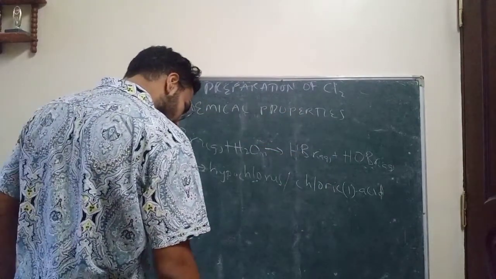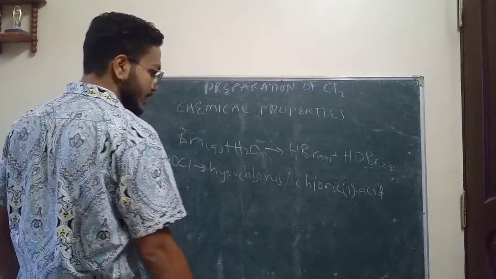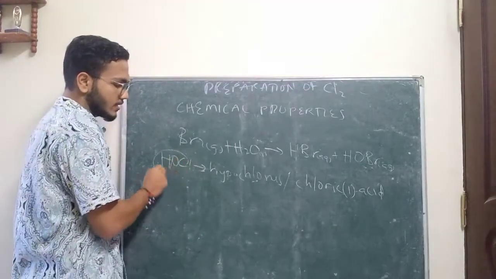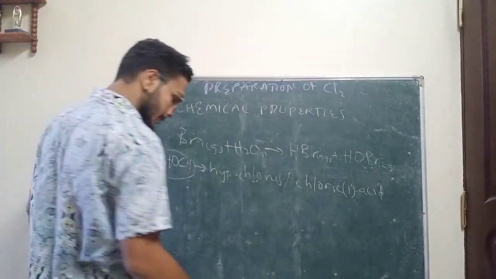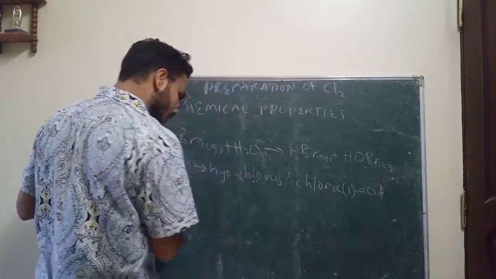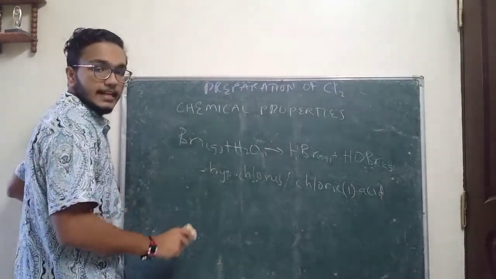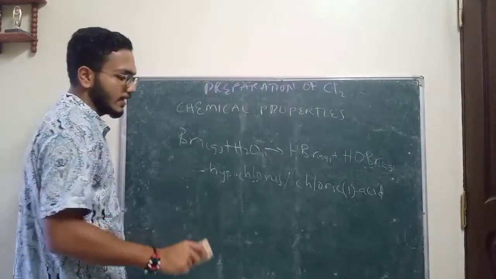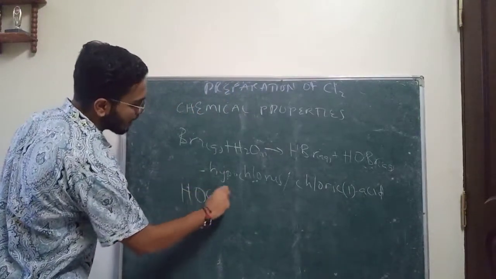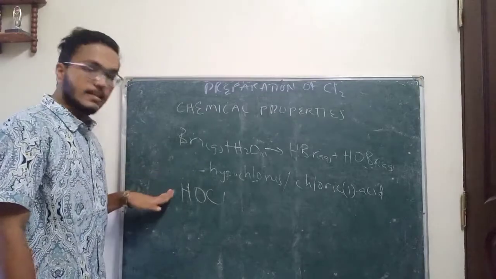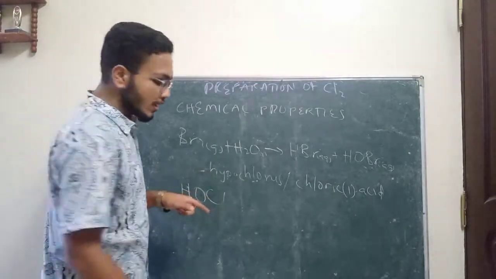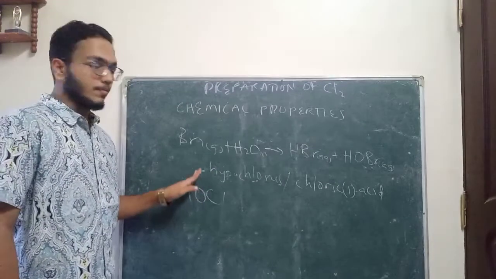Chlorine water is pale yellow in color due to presence of HOCl, chloric-1 acid. When a blue litmus paper is dipped in chlorine water, it changes to red due to HCl, which is acidic, and then it is bleached due to HOCl. So this HOCl, hypochlorous acid or chloric-1 acid, is a bleaching agent. It bleaches moist red litmus paper too.